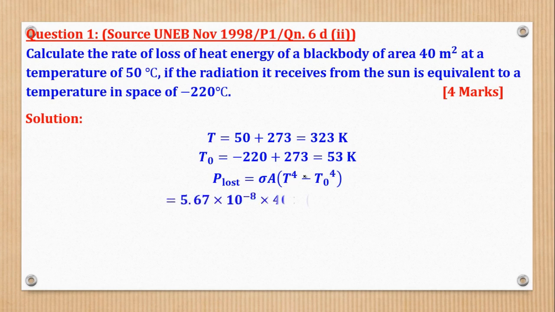Then we can substitute. Stefan's constant is a constant and it is given in the question. It's given in every examination. This is the surface area, which is that, and this is T. This is T naught. Then you can use a calculator to come up with the power lost. And the calculation they wanted you to calculate the rate of loss of heat. So rate of loss of heat is the power lost. So that is what they wanted.